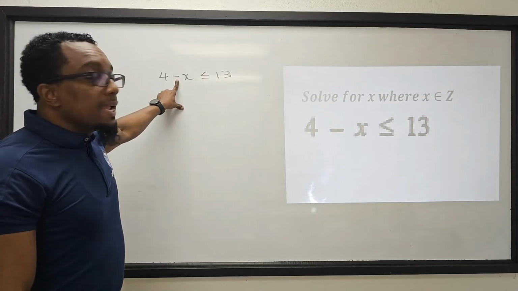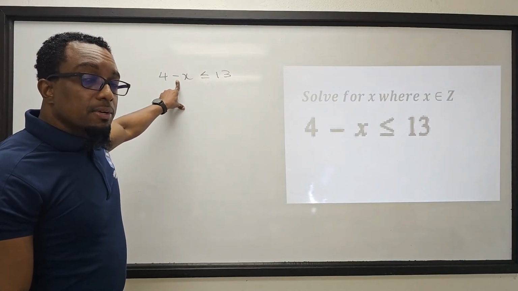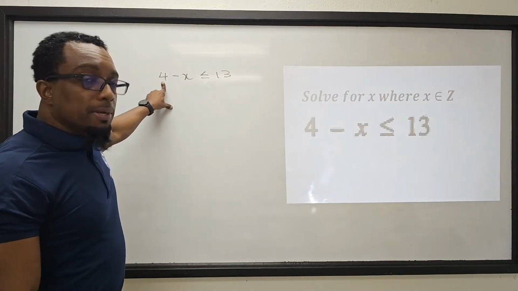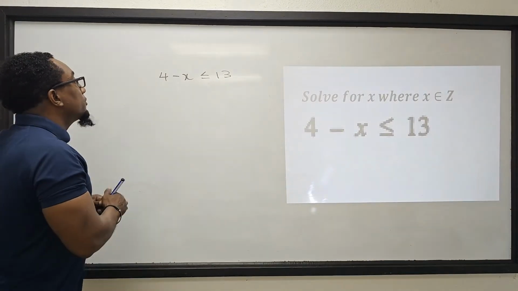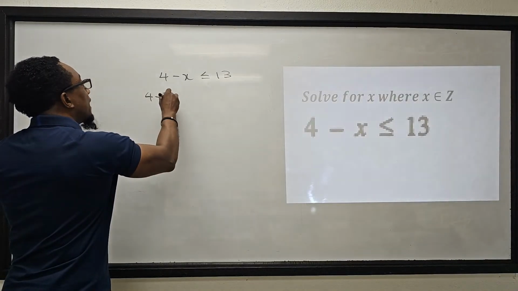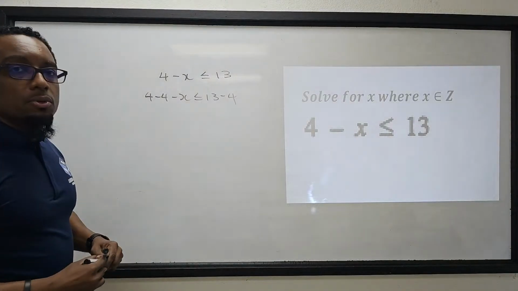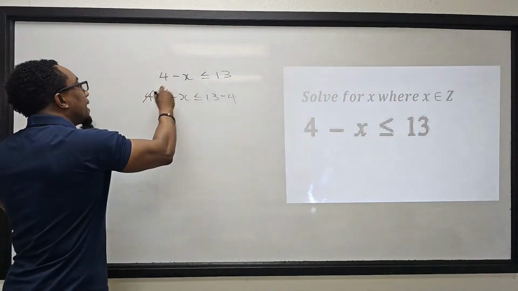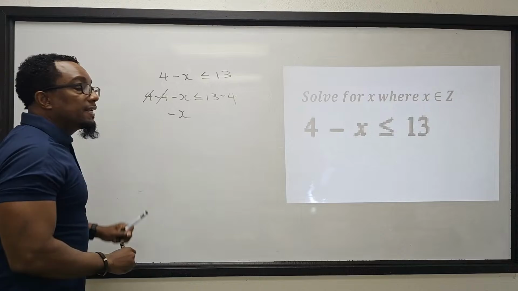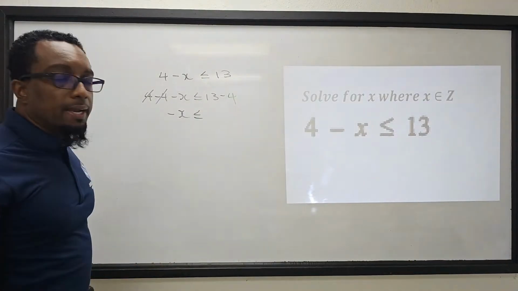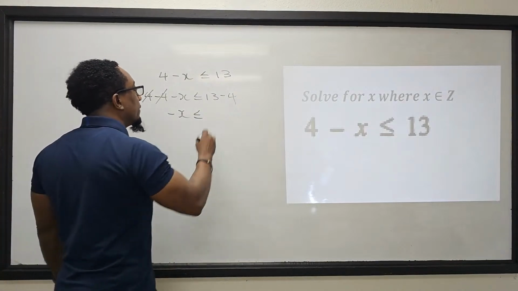On the left, I have negative x. So to do so, I'm going to remove positive 4 first by subtracting 4 from both sides. So 4 subtract 4 is 0. I'm left with negative x is less than or equal to 9.